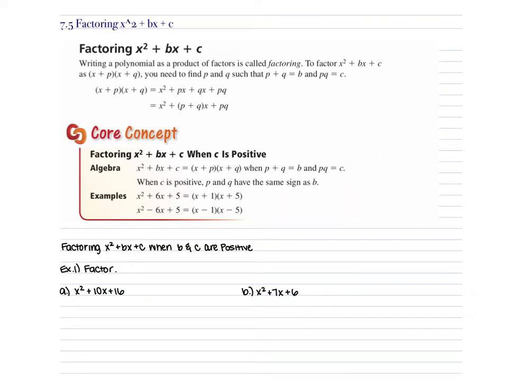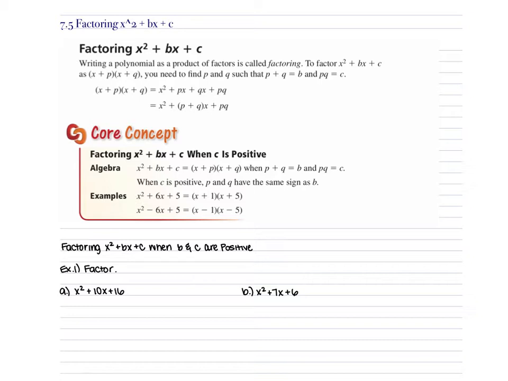7.5 goes over factoring trinomials in the form of x squared plus bx plus c. We're going to first look at these trinomials where your b and your c term are positive. With any of these trinomials, you have different terms that are considered your a, your b, and your c. The coefficient of that x squared is your a, the coefficient of x is b, and then that constant is c.